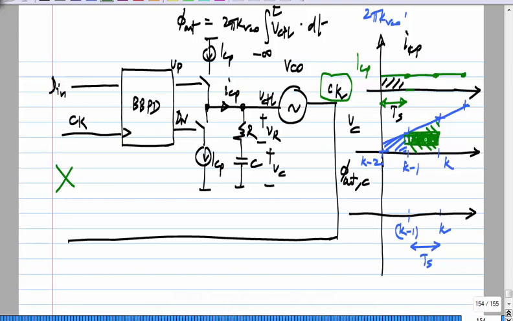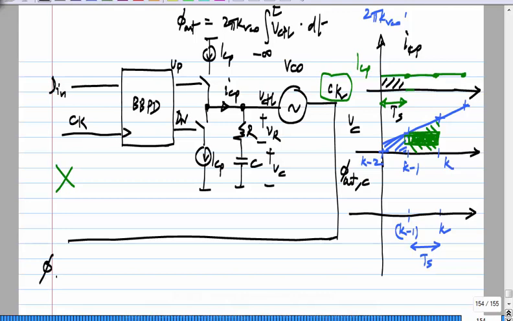ICP times TS by C, okay. And there is a proportionality constant. What is that? Just 2 pi k V C O times the area under V control, that is the phase increment, right.